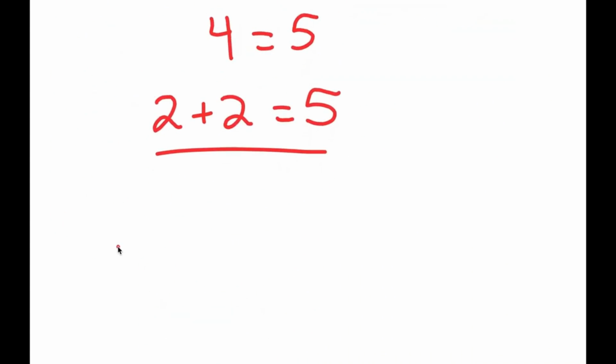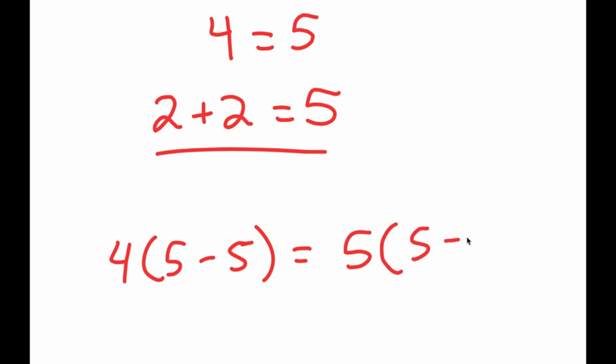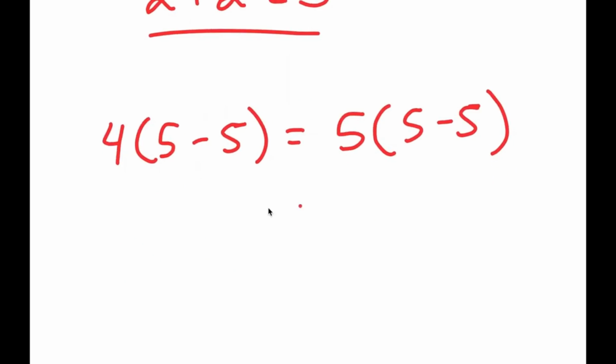So let me write this right here. I have 4 times 5 minus 5 is equal to 5 times 5 minus 5, right? Well, instead of just going on and dividing both sides by 5 minus 5, what is 5 minus 5? 5 minus 5 is equal to 0, right? So this is basically 4 times 0 is equal to 5 times 0.